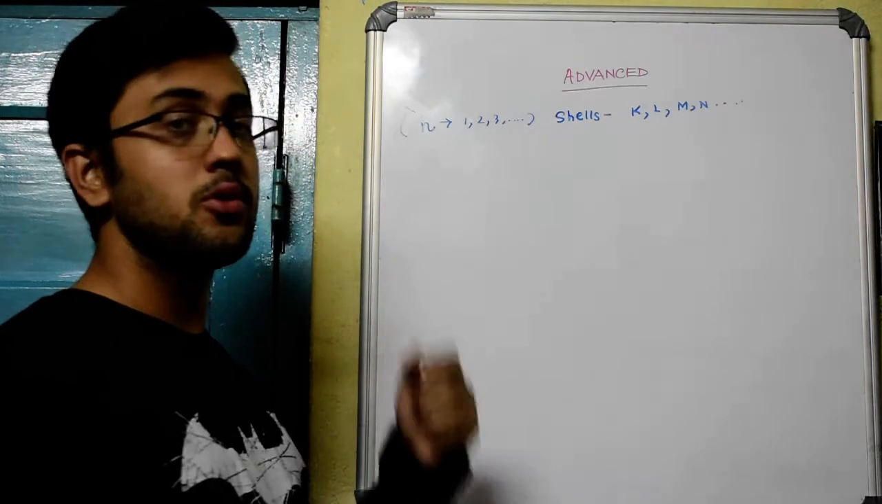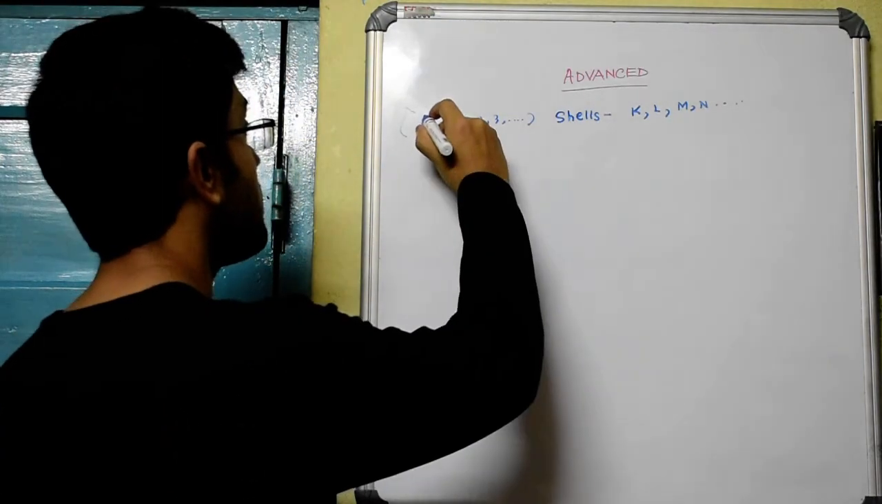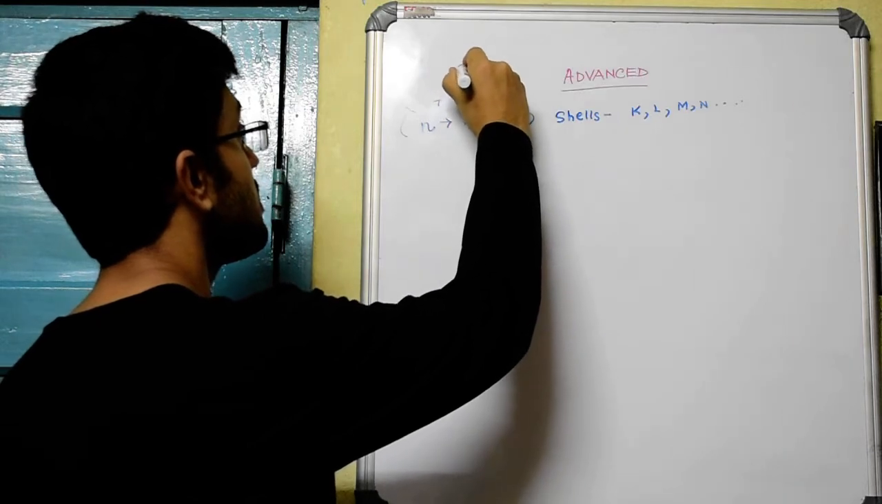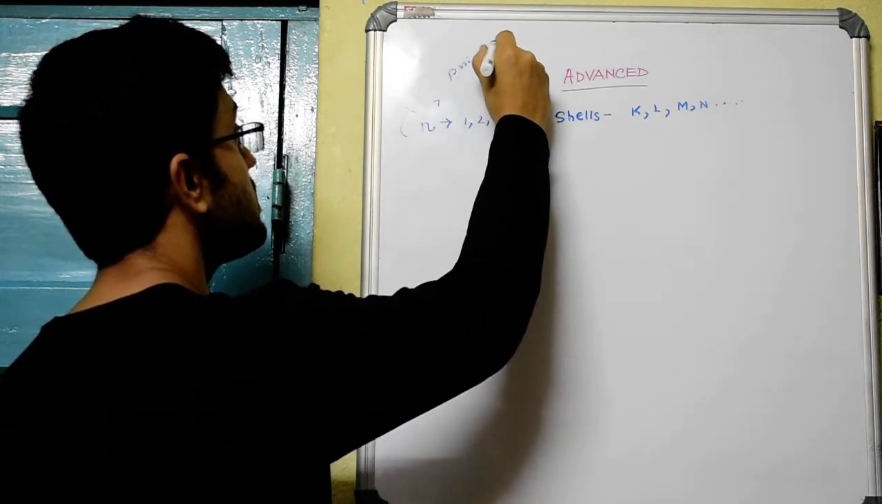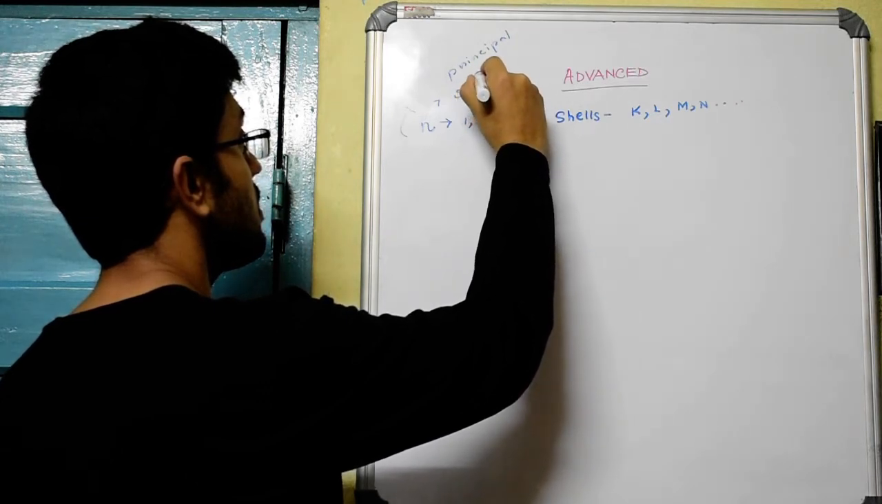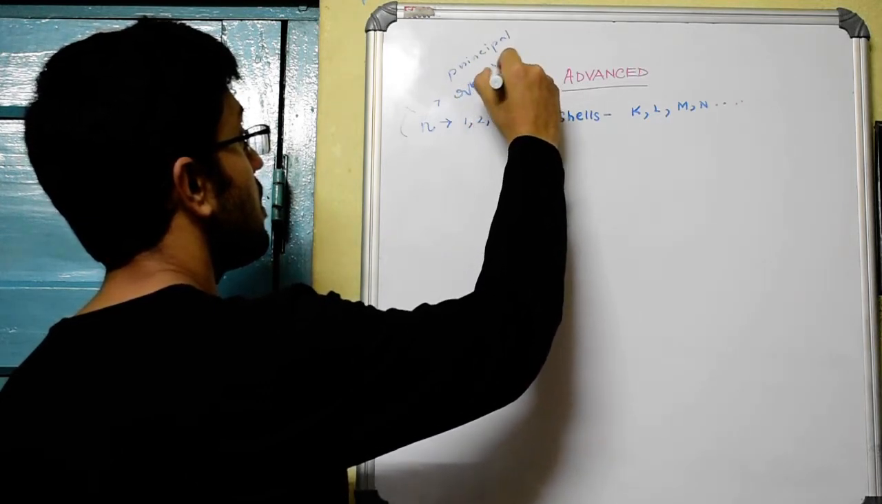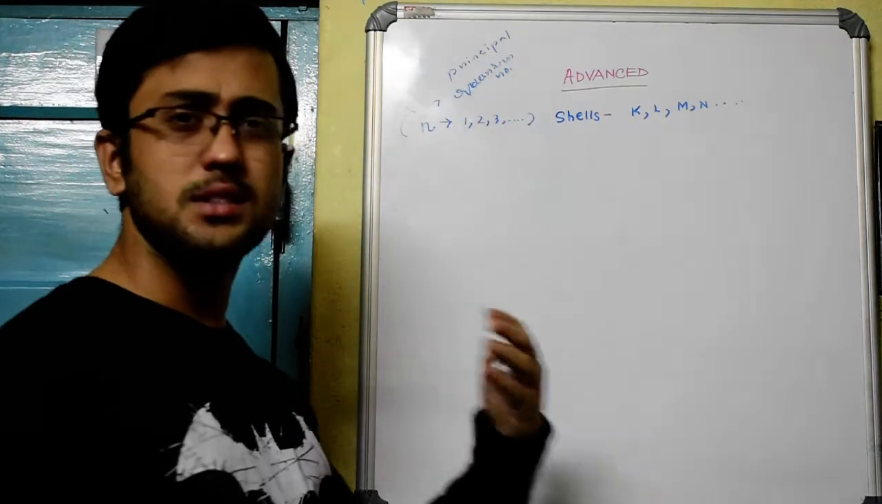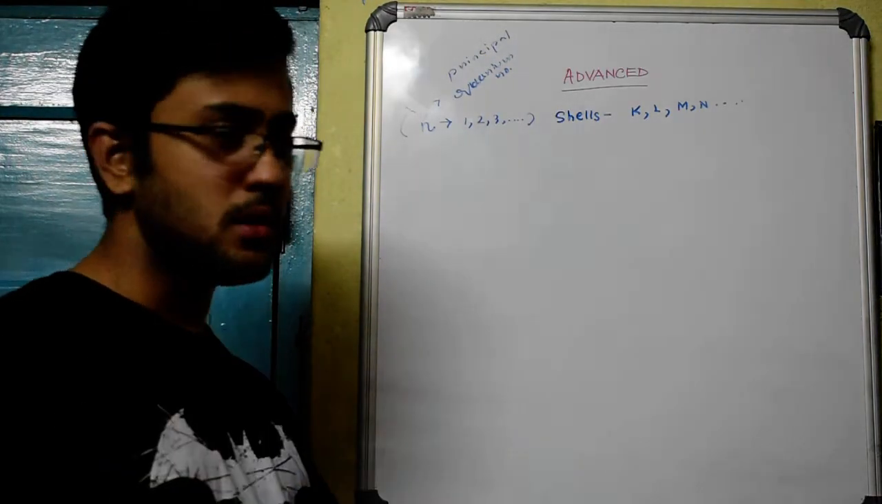This n is a particular quantum number. This one is known as the principal quantum number. Now what's a quantum number? What's the principal quantum number? You need not know it.